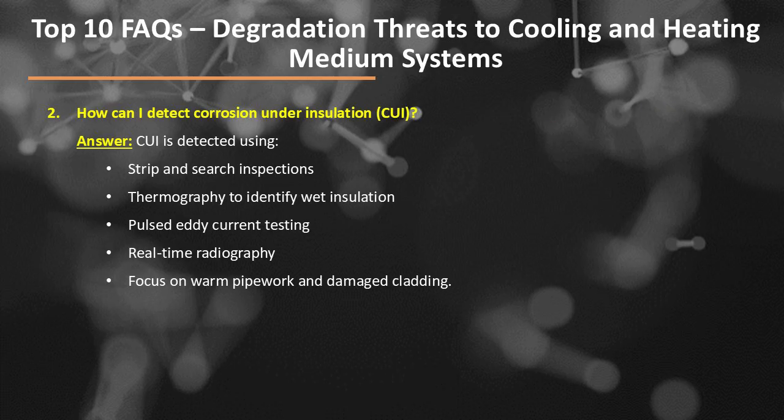Question number 2. How can I detect corrosion under insulation, CUI? The answer is, CUI is detected using strip and search inspections, thermography to identify wet insulation, pulse eddy current testing, real-time radiography, and focus on warm pipework and damaged cladding.